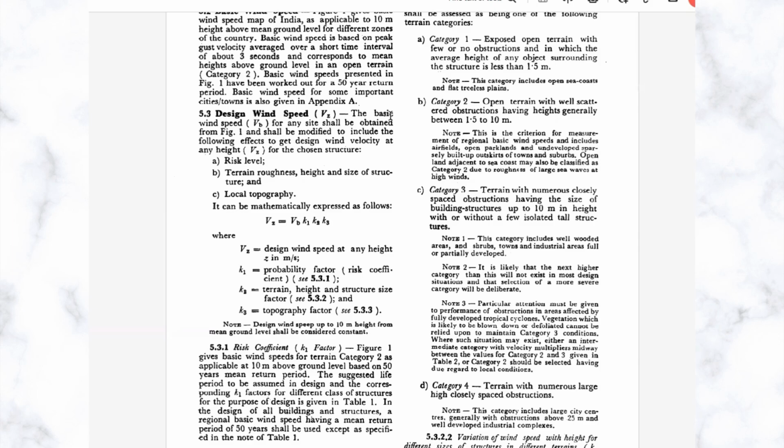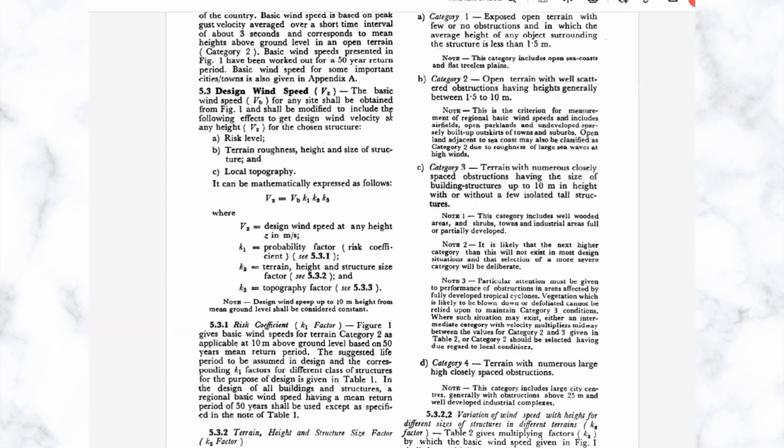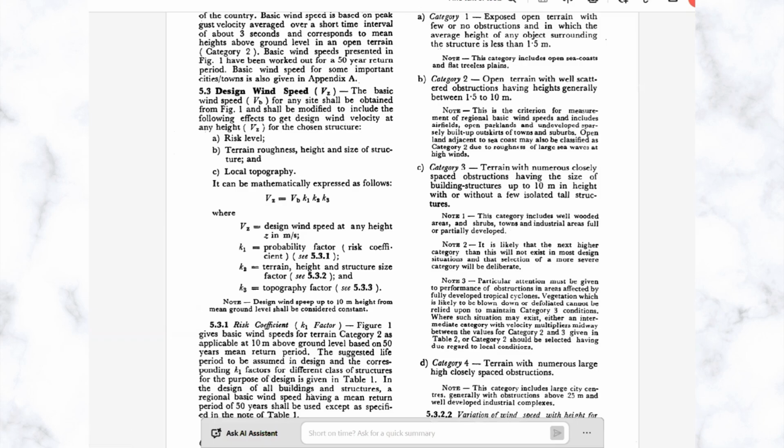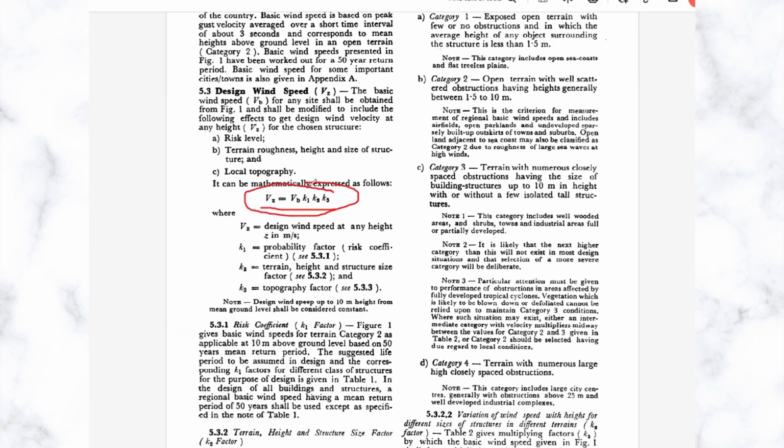Okay, so basically the second important factor, like VB, which we have been discussing for the last two sessions. VZ is equal to VB into K1 into K2 into K3. So the parameter we now want to discuss is K2, that is the terrain height and structure size factor, in which, first of all, terrain has been divided into four categories: category 1, category 2, category 3, and category 4.